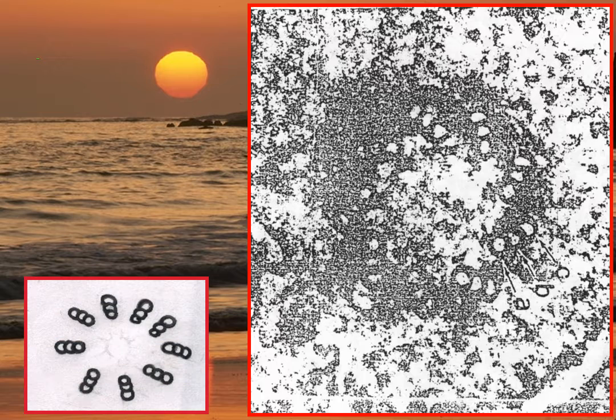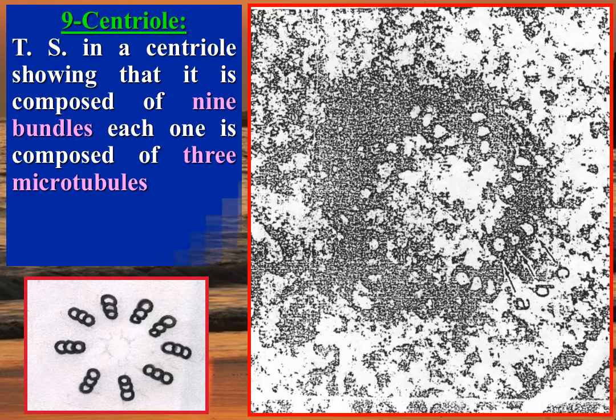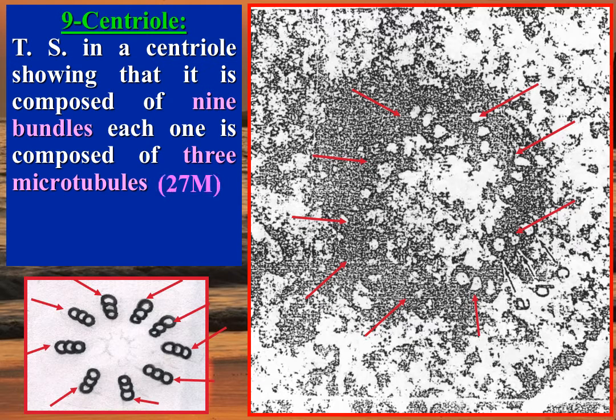Centrioles. There is a pair of centrioles appearing as two cylinders perpendicular to each other. By electron microscope, the wall of each centriole is made of 9 peripheral bundles of microtubules. Each bundle is formed of 3 fused microtubules, triplets. Thus, the wall is formed of 27 microtubules. The triplets are A, B, and C.